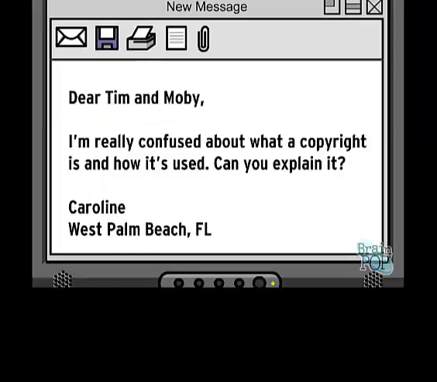Dear Tim and Moby, I'm really confused about what a copyright is and how it's used. Can you explain it? From Carolyn.